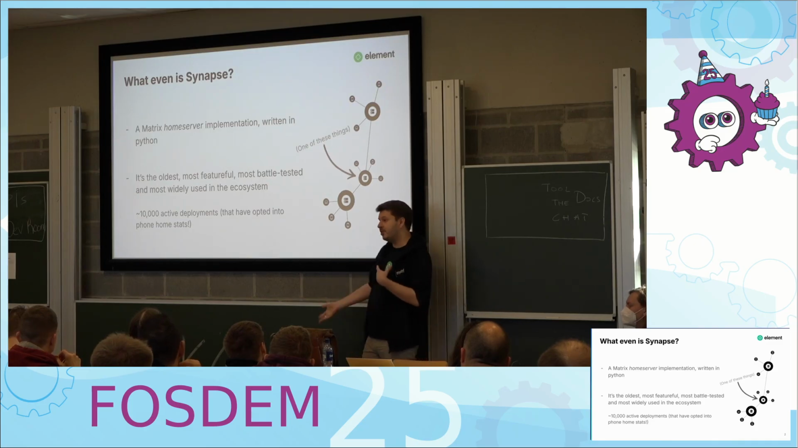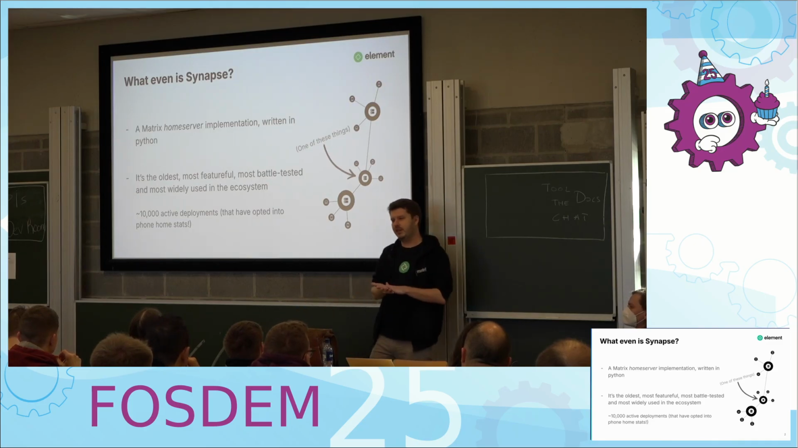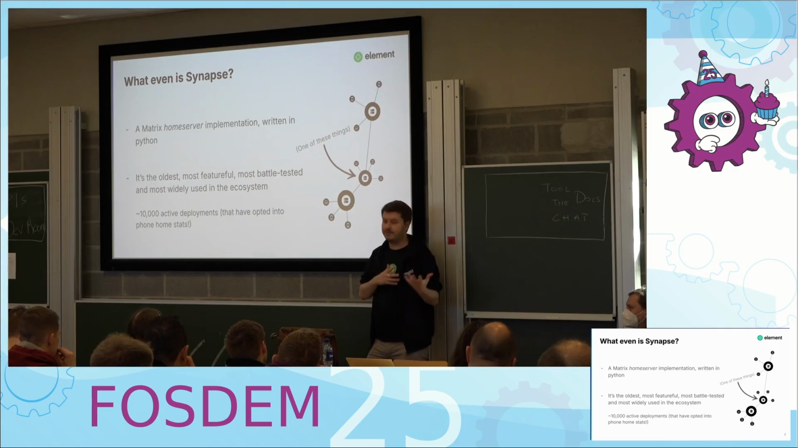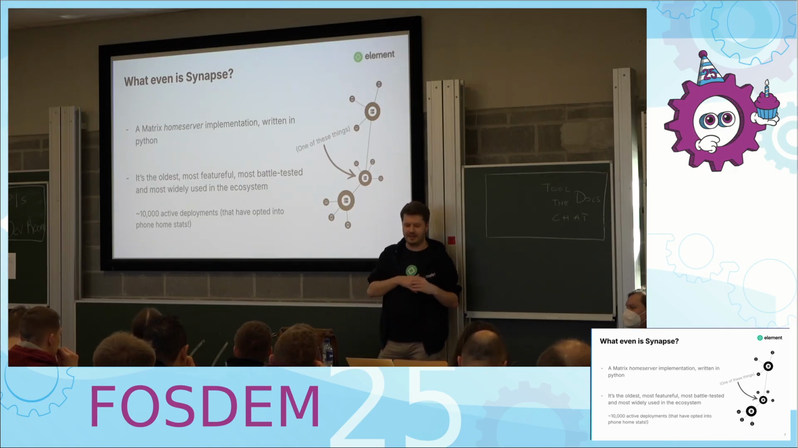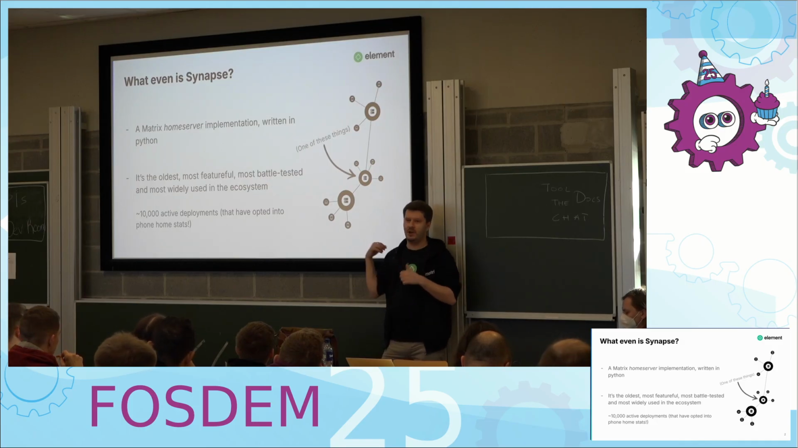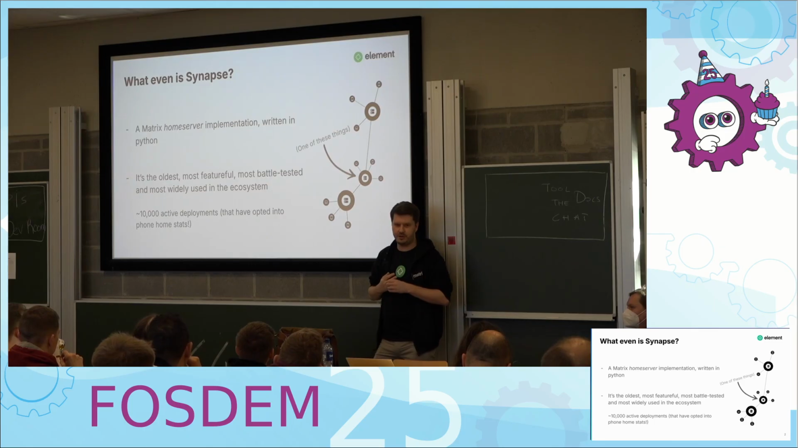There are a lot of other implementations of home servers out there nowadays, which is really, really fun to see. They're trying different architectures and trying different languages and the like. But Synapse is still the oldest. It's been around now for over 10 years, 11 I guess, this year. So it is the most featureful out there. It is the most battle-tested and certainly the most widely used in the ecosystem. I think there's about 10,000 according to our phone home stats, which I checked the other day. But that's just the ones that have actively opted in to the phone home stats. So God only knows how many there are actually out there.